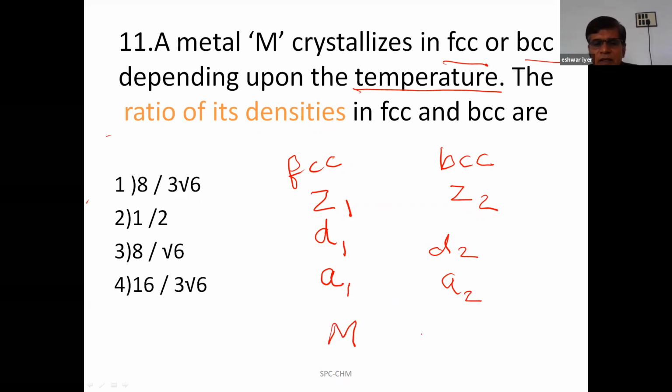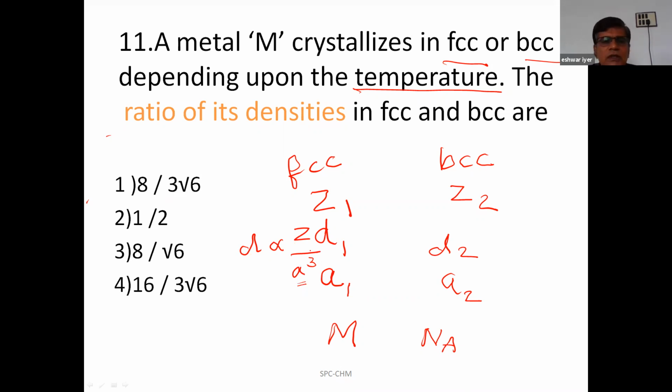for that, and then Avogadro number is same for that. So except this, you'll have to use this and compare. So density can be related to these. It is proportional to Z by A cube. So from the formula of density, you can compare the density with number of constituents per unit cell and A cube, the length of the edge cube.